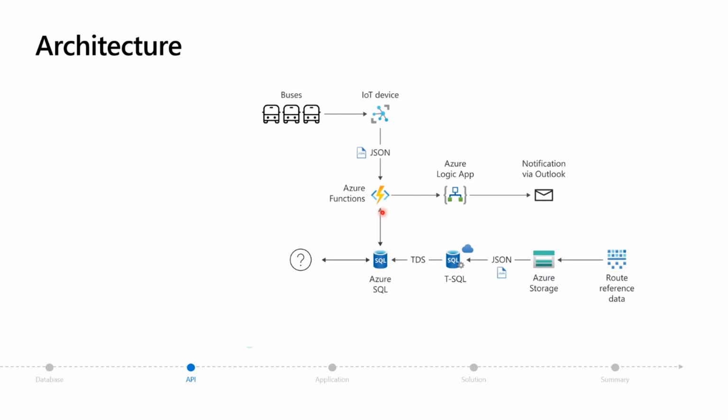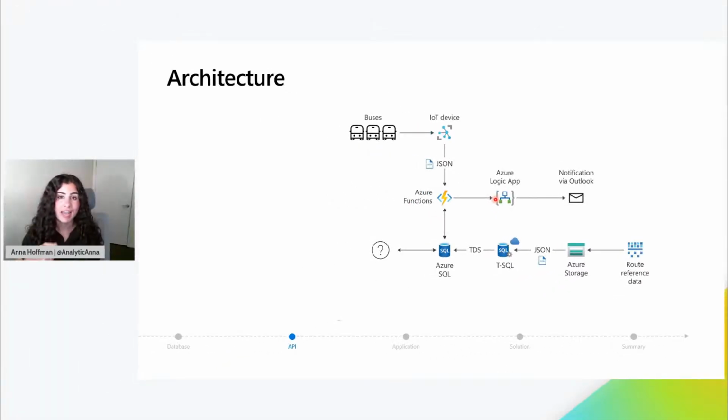For those buses that are activating the geofence, we're then going to send that information to an Azure Logic app, which you saw, and then we're going to craft that email based on the parameters like the route number, the bus number, and whether it's entering or exiting the geofence, and we're going to send an email. And so hopefully you've seen how easy this has been to set up so far.